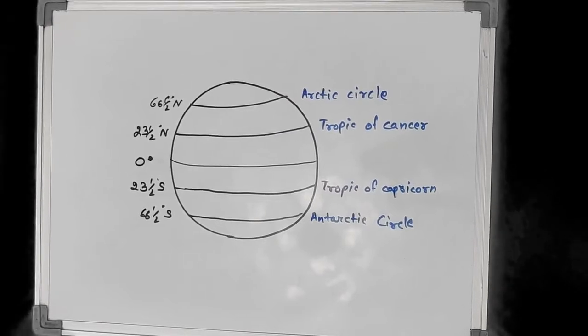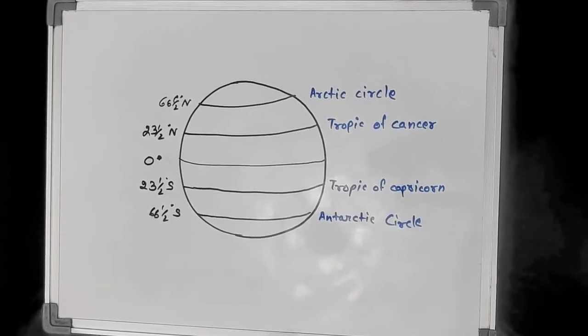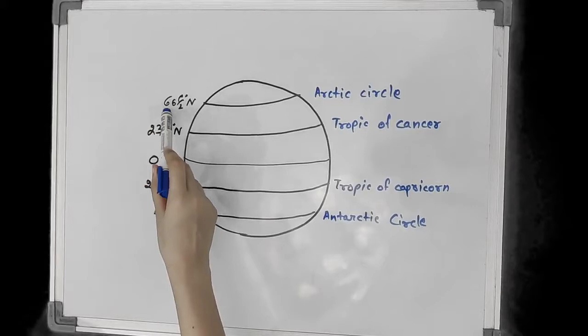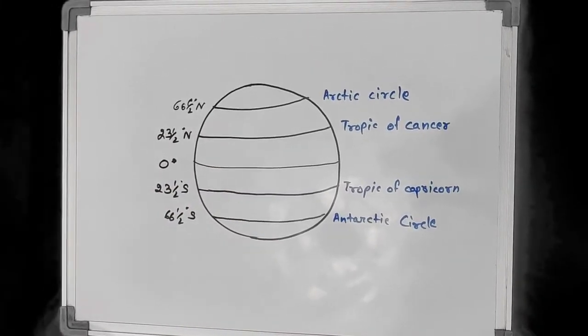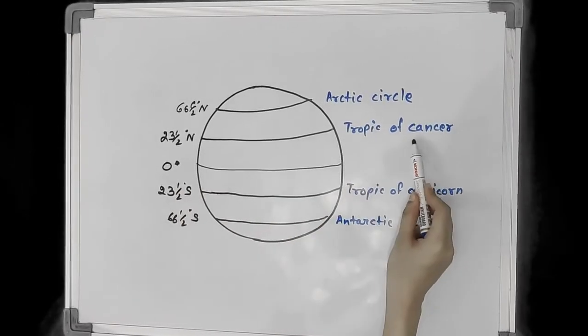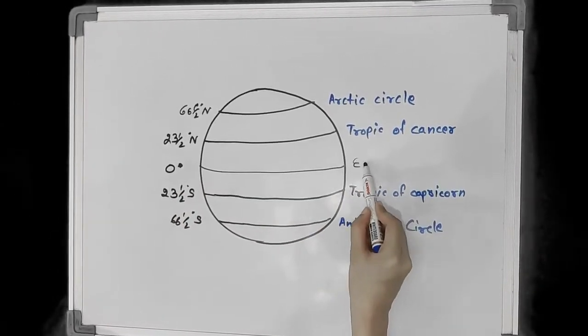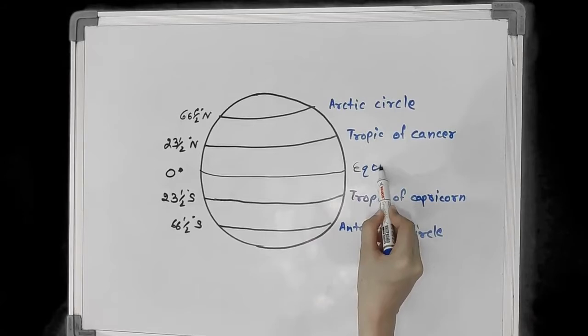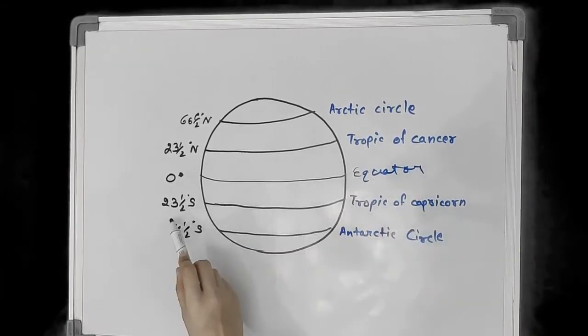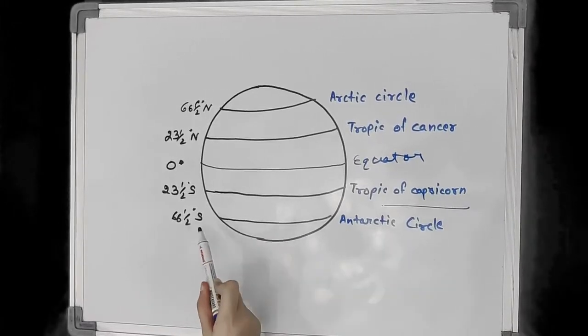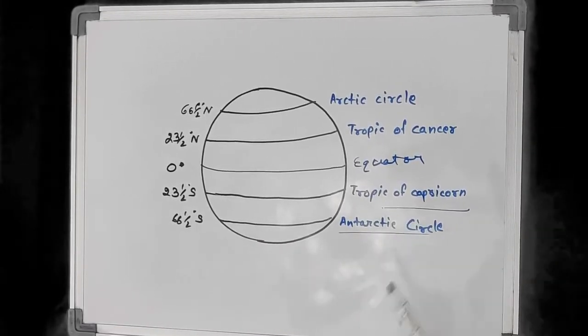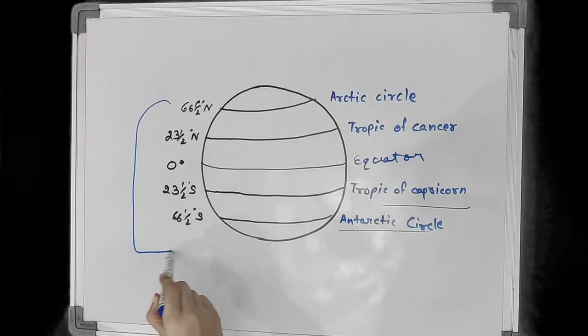There are some special cases of parallels of latitude. On 66.5 degrees north, we have Arctic Circle. On 23.5 degrees north, we have Tropic of Cancer. On 0 degrees, this is the equator. On 23.5 degrees south, we have Tropic of Capricorn, and on 66.5 degrees south we have Antarctic Circle. So we have to memorize all these.